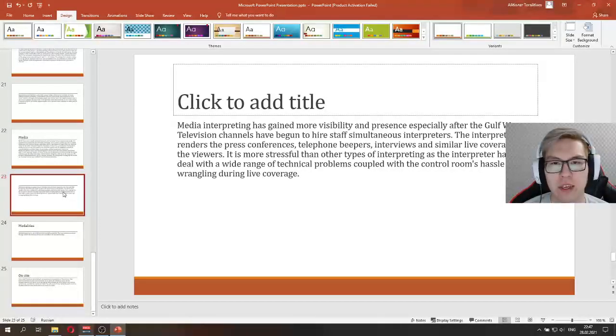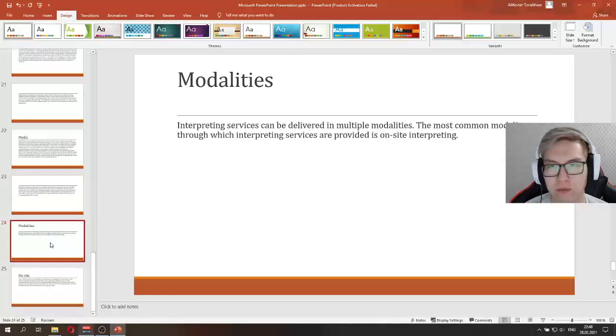Media interpreting has gained more visibility and presence, especially after the Gulf War. Television channels have begun to hire staff simultaneous interpreters. The interpreter renders the press conferences, telephone beepers, interviews, and similar live coverage for the viewers. It's more stressful than other types of interpreting, as the interpreter has to deal with a wide range of technical problems, coupled with control room's hassle and wrangling during live coverage.